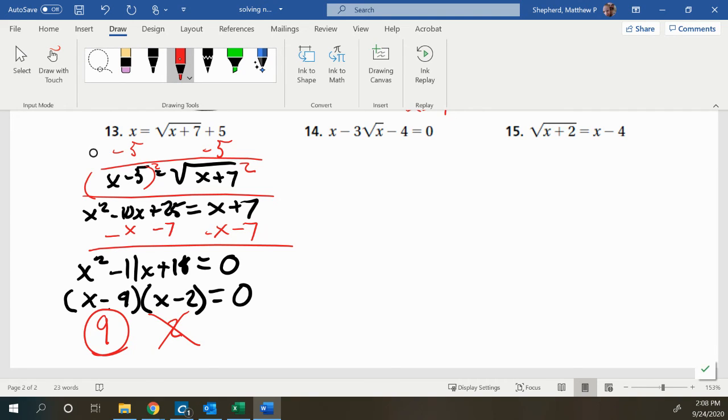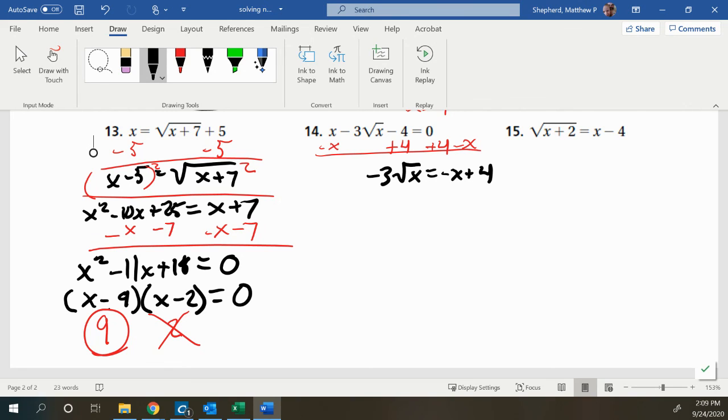Okay. In this next one, once again, let's get that radical alone first. So we're going to do a few steps. Let's do a plus 4 to both sides, and let's also minus the x from both sides. Do that in one go, and so we'll have a negative 3 square root x, then over on the other side a negative x and a positive 4.